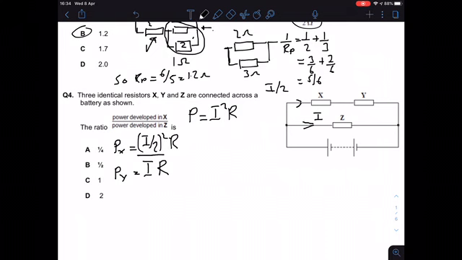Then that, hopefully you can see, I over 2 all squared is I squared over 4 multiplied by R on the top, and on the bottom it's simply I squared R. Now hopefully you can see therefore that the R's cancel, the I squareds cancel, and therefore you're just left with a ratio of 1 over 4, or 1 to 4, which is answer A. So question 4 is answer A.